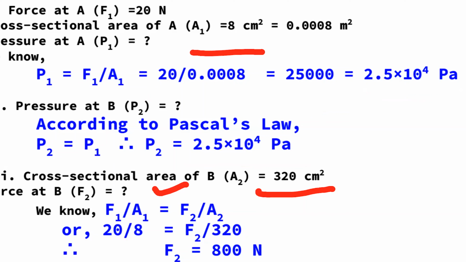So I'm using the same number, that 8 as it is, and 320. That means 8 and 320 both are in the same unit. So in this case, no need to convert that into SI. So 20 upon 8 equal F2 upon 320, and at last we got the force exerted at piston B equal to 800 Newton. So did you understand, students, of this?